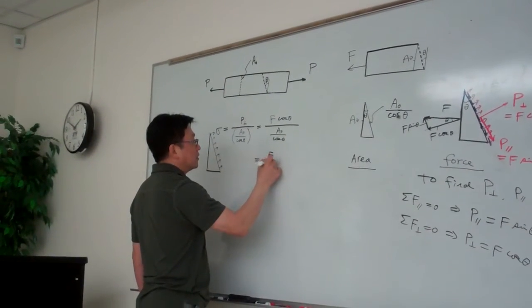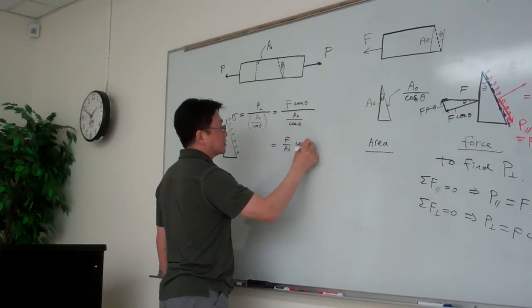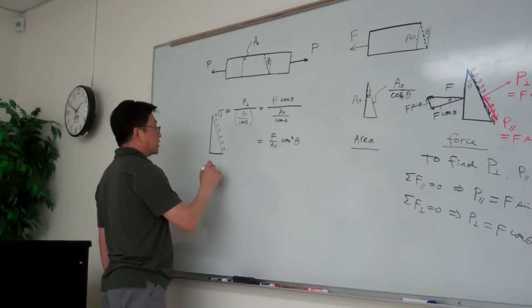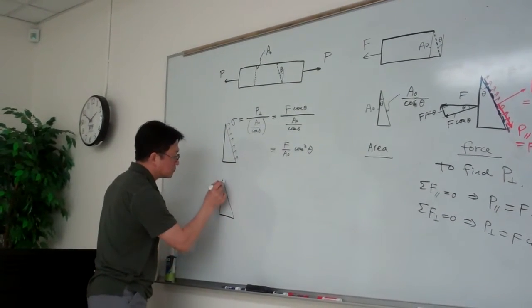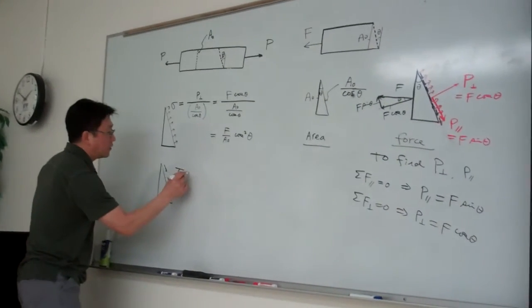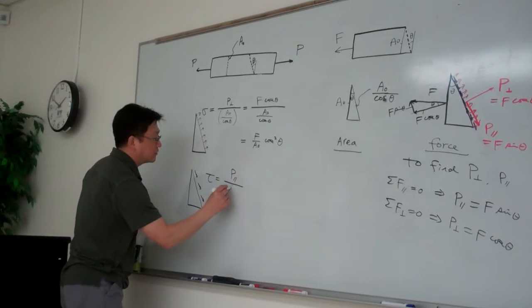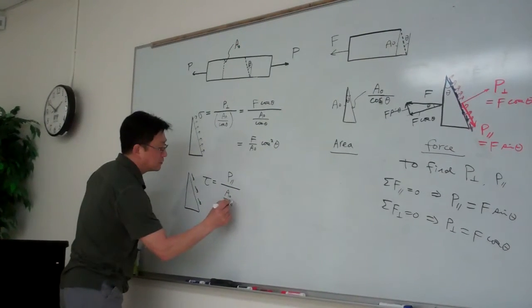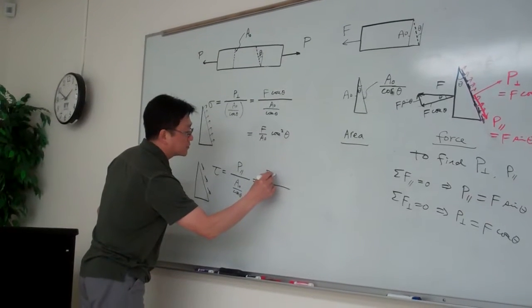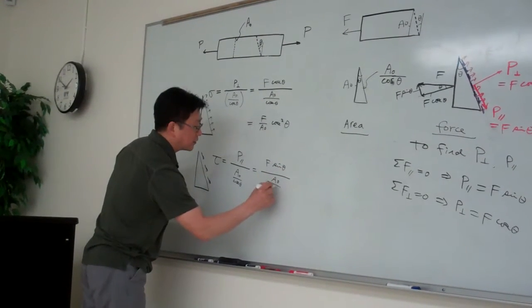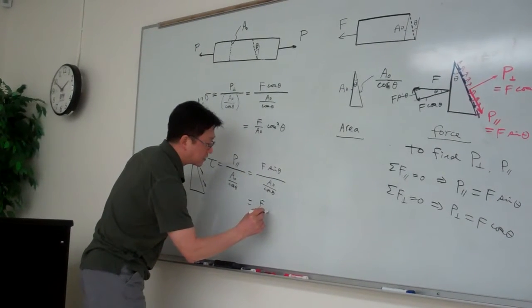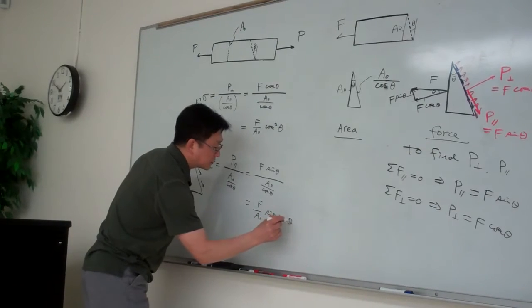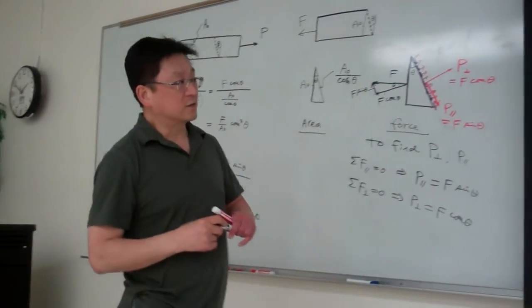So for this case, it's F divided by A now cosine squared theta. Okay, so this is for the normal stress, and then for the shear stress, tau is equal to P parallel divided by this one. So that P parallel is F sine theta divided by A now cosine theta. So this one is F over A now times sine theta cosine theta. So that is the result we come up with here.